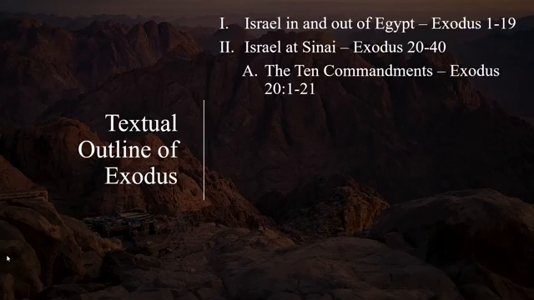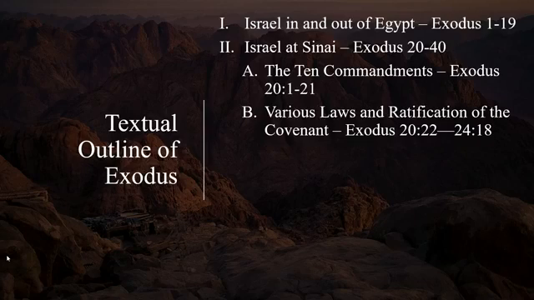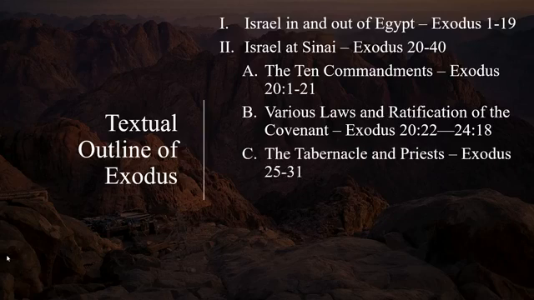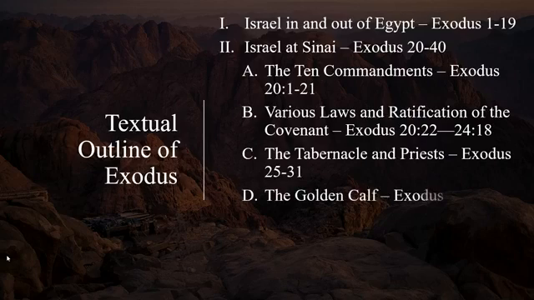We see the 10 Commandments in Exodus 20, the foundation principles of the law. We see in chapters 20 through 24 some various laws, the ratification of the covenant. If you look at this, sometimes it does appear very random, thus the phrase various laws. We see in Exodus 25 through 31 an emphasis on the building of the tabernacle and getting the priest ready to serve in the tabernacle.